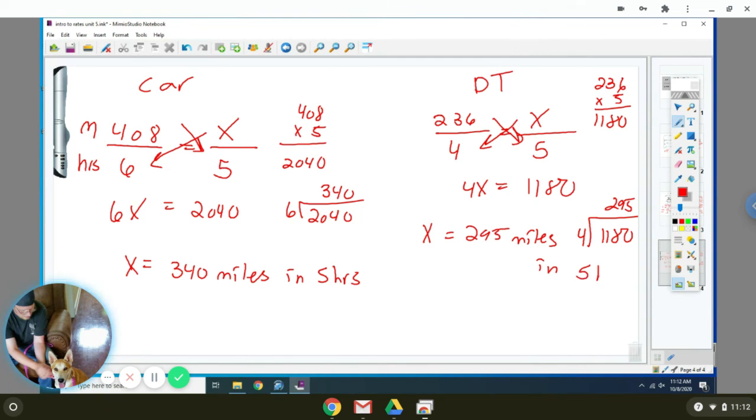in 5 hours. What the question was actually asking is how many more miles the car travels than the dump truck in the 5-hour period. So to figure this out, you're going to do 340 minus 295, and you get 45 miles. So the car goes 45 more miles than the truck does. All right, so that's your unit rate.